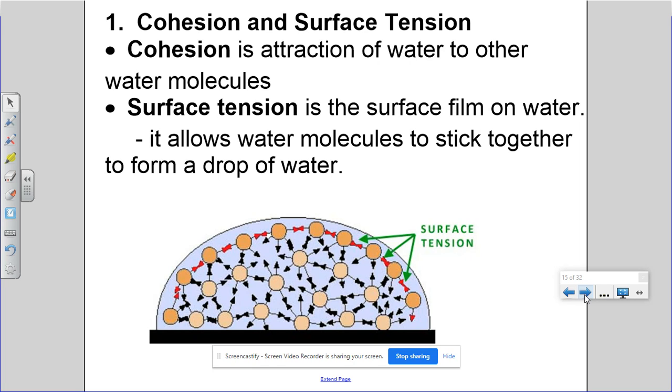If you look at the word cohesion, you see the prefix co, which always refers to cooperating or working together. So cohesion is the attraction of water to other water molecules. This is going to create a cool property called surface tension. This allows water molecules to stick together to form a drop of water. It is also something that might allow a water strider to walk on water.